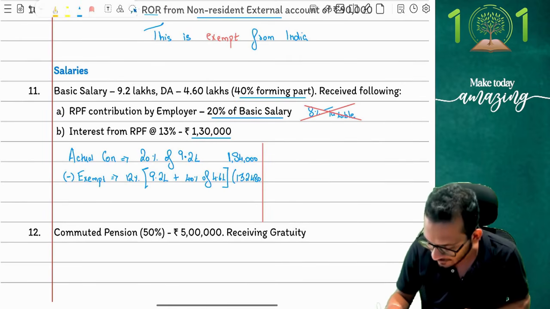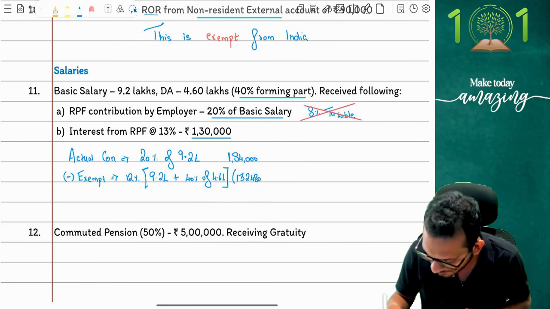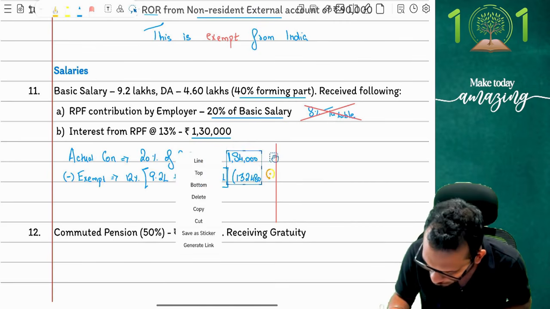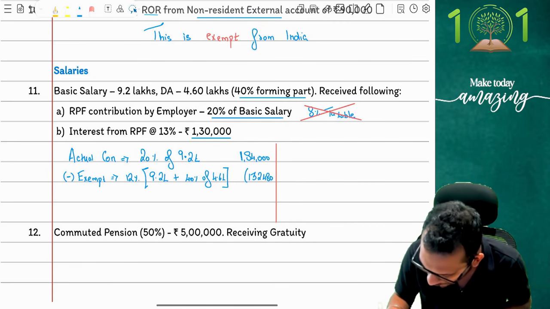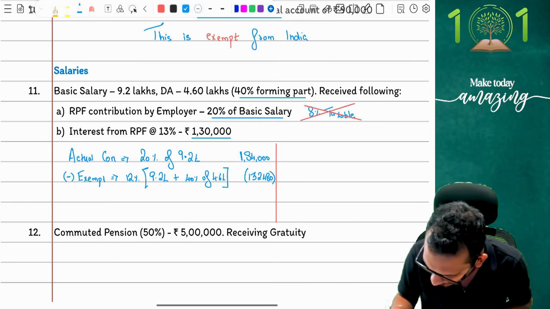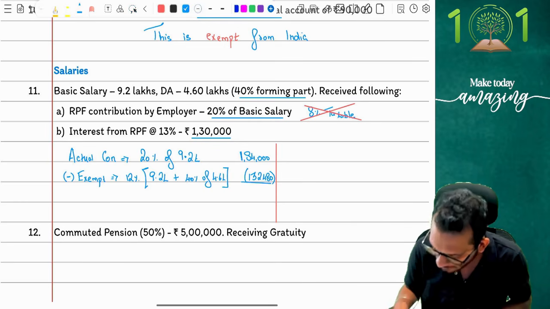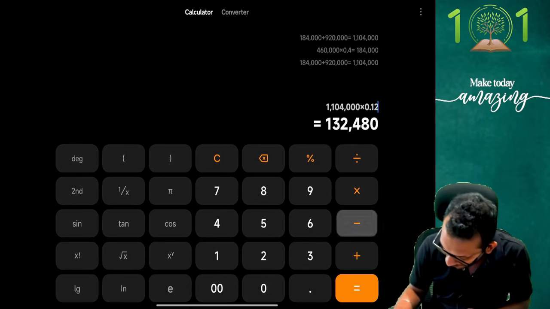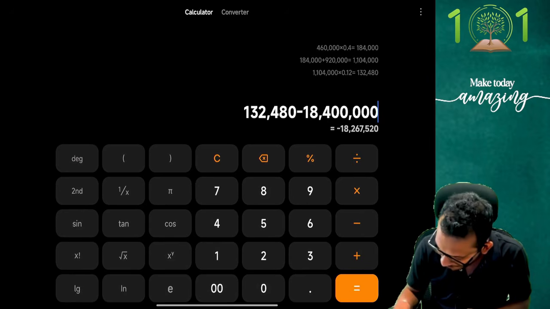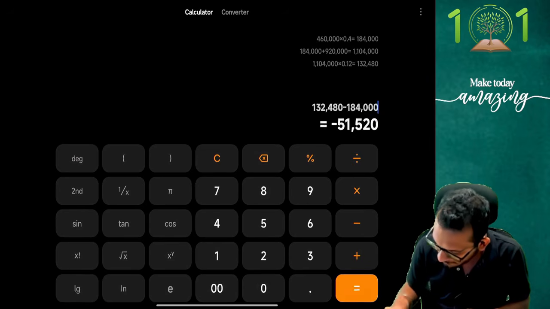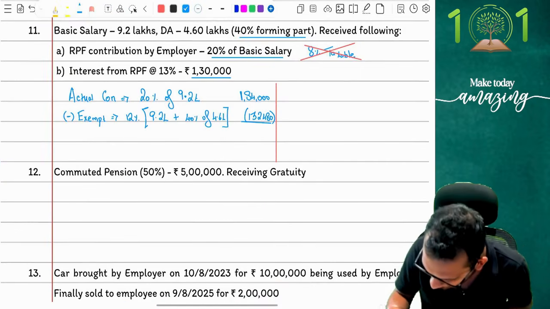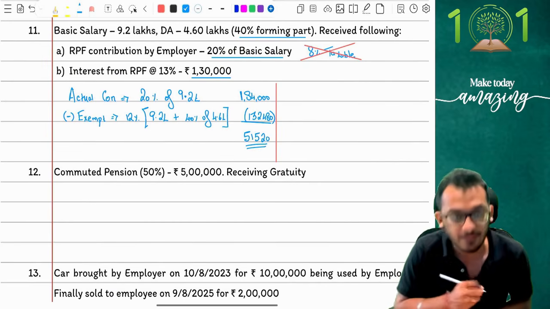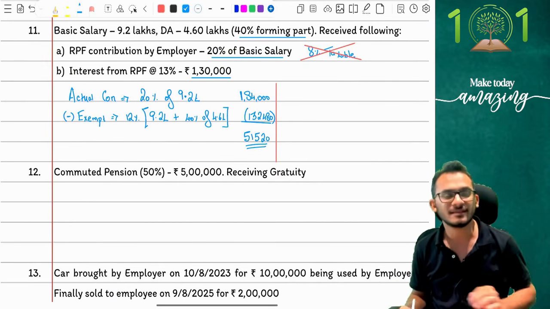The answer is 132,480, and that is what the final answer should be. Yes, so this is your computation, people, which you should have done properly. So 132,480 is what you are exempted for, which means the taxable amount should be what? I have 1,84,000, right? Yes, so 1,84,000 minus 1,32,480. The answer should come to 51,520, and this is the right answer, people.